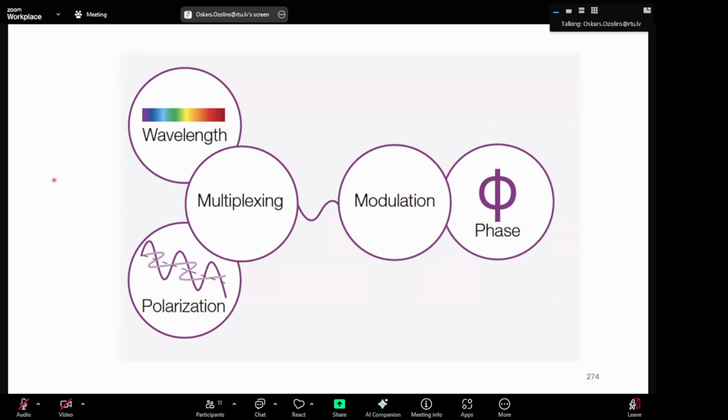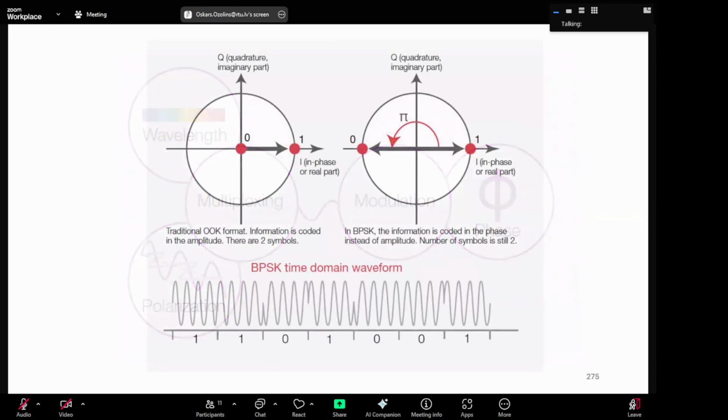Right. So here is another example of binary phase shift keying and how the time domain waveform looks compared to on-off keying. In this case, we assume that the phase is stable for this on-off keying. Well, it can also be here, here, here, and here. But after detection, you will probably get points like this.